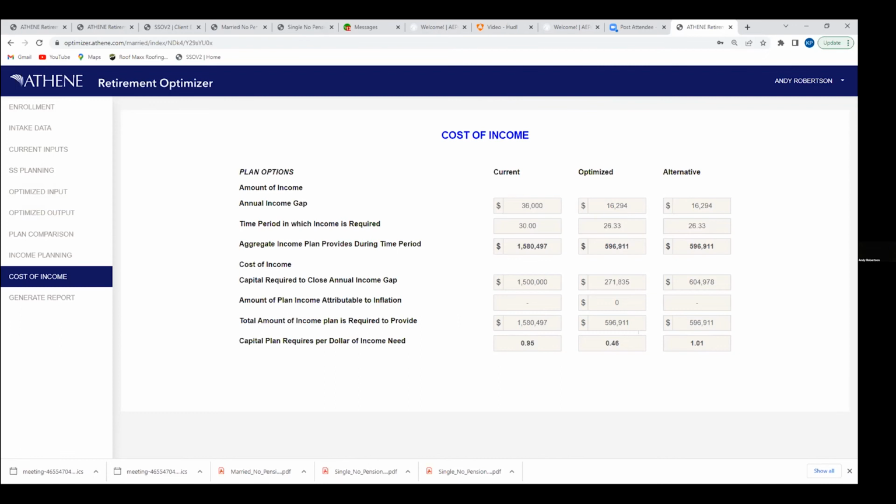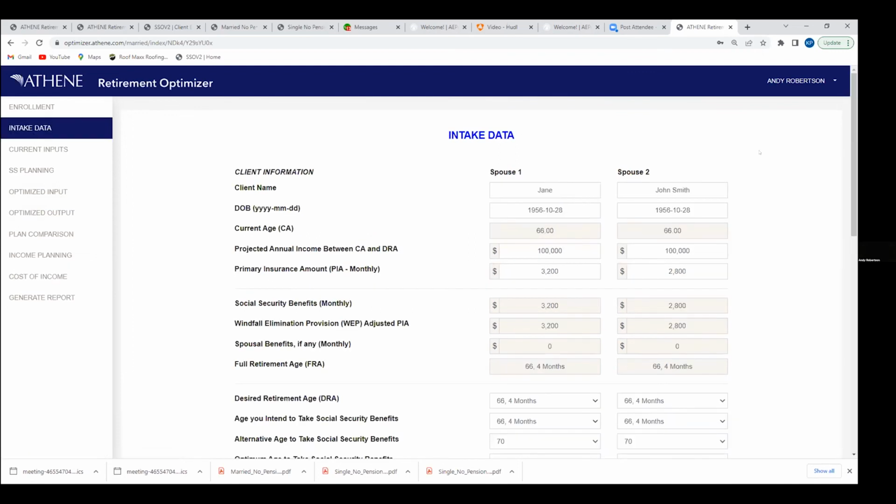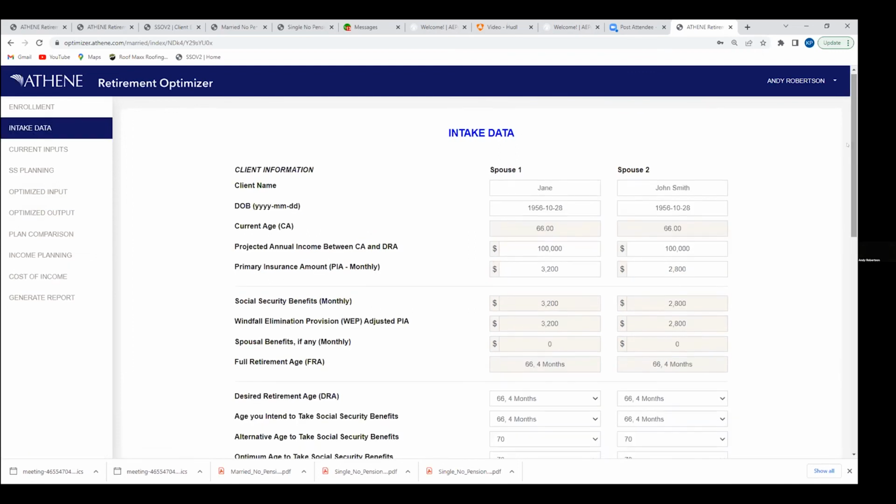Hey, Andy, not going to let you off that easy here. So on the inputs, the WEP, we have to figure out that figure on our own, right? No, you don't have to figure it out on your own. So what you need, though, is you need their Social Security statement. Yeah. So let me go back to that. It's a fair question.